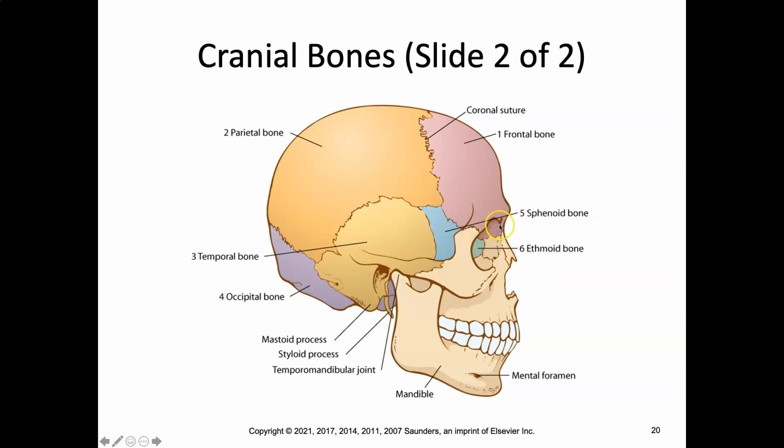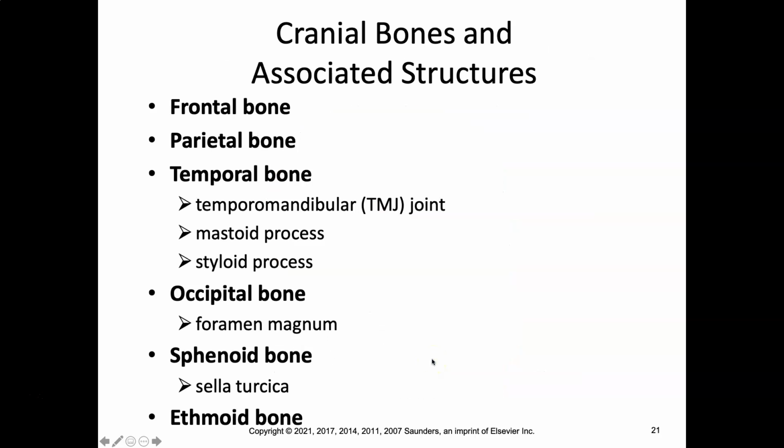And you have a depression here in your eye. Why do you have a depression in your eye? You have things to go in it or things to move through it. All right, so moving on, this again just lists them: frontal bone, parietal bone, temporomandibular joint, which is your TMJ, mastoid process, styloid process, occipital bone, foramen magnum, sphenoid bone, sella turcica, ethmoid bone.